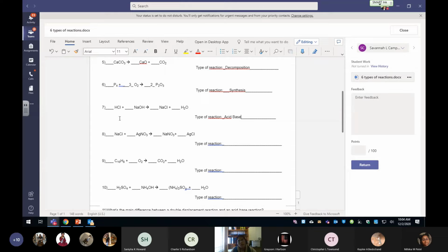You can see it is already balanced. 1H, no, it's not balanced. Yeah, it is balanced. 1H and 1H over here. So 2H on the reactant side, 2H on the product side, 1 oxygen on the reactant side, 1 oxygen on the product side, 1 Na on the reactant side, 1 Na on the product side, 1 Cl and 1 Cl. So it's already balanced. You don't need to balance this equation.